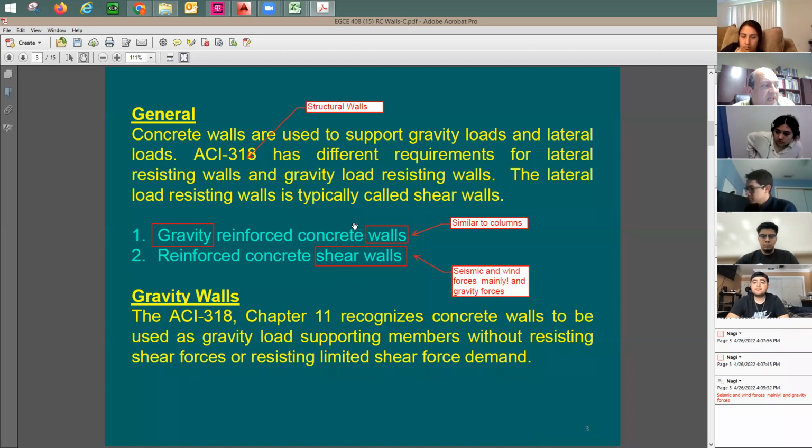When you go to the code, you don't see this wording. You don't see gravity walls and shear walls. But they tell you if the wall supports this much shear force coming from seismic or wind, here are the design guidelines. If it just supports gravity loads, here are the design guidelines. So not necessarily that you call them gravity walls and shear walls, just call them structural walls. This is in the code. But in practice and between engineers, we don't use just the term structural walls. We say gravity and shear. This is a standard way of calling walls.